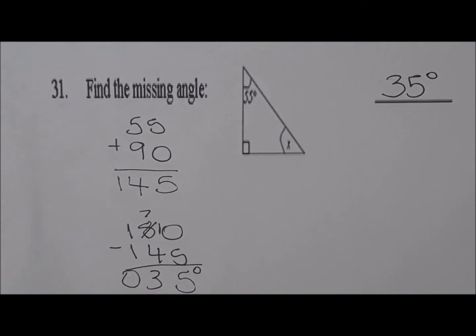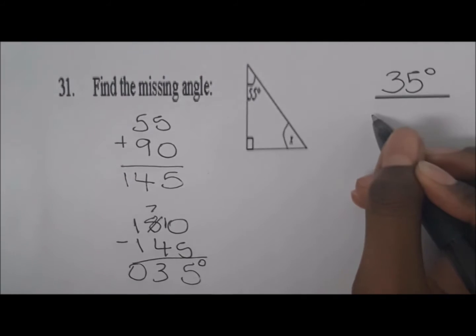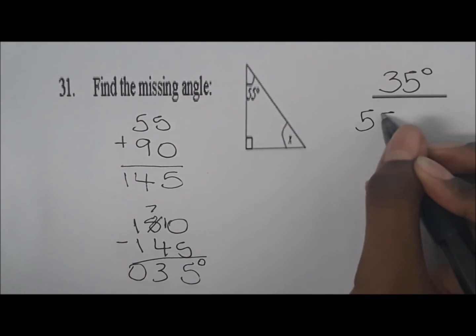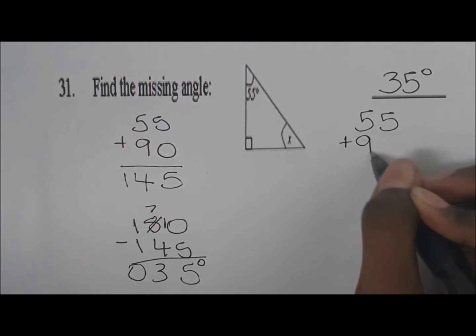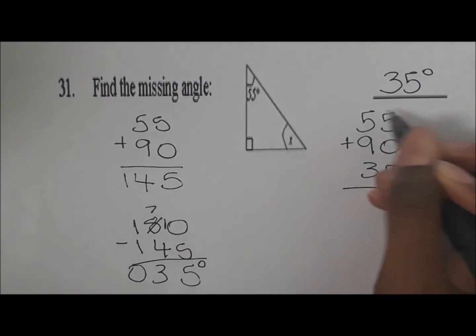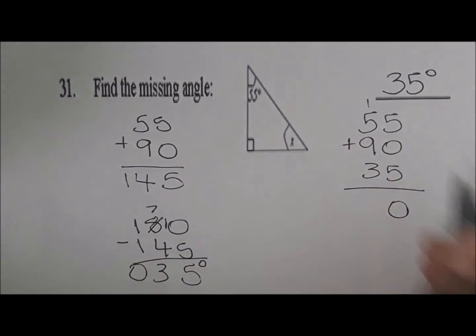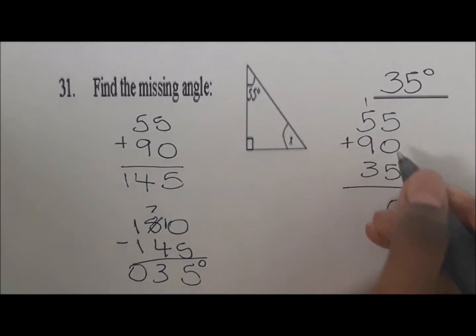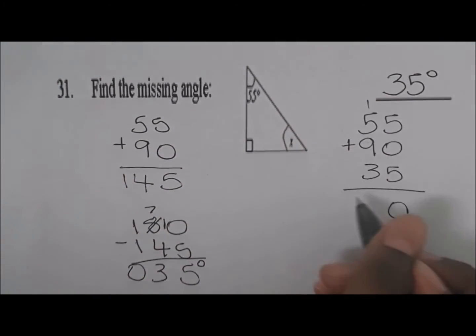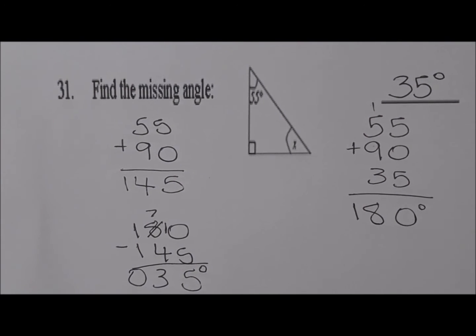Okay, and to check your answer, you add 55, go under the 35. Yeah, right under there, and add 55, 90, 35. What would it add to give you? 5 plus 5 is 10. 1 plus 5 is 6. 6 plus 9 is 15. 15 plus 3 is 18. It adds to give you 180 degrees. And that's the number of degrees in a triangle. Very good. So the answer is 35 degrees for the missing angle.